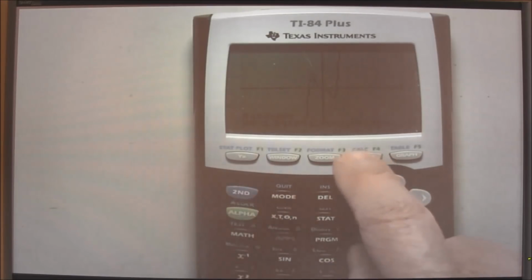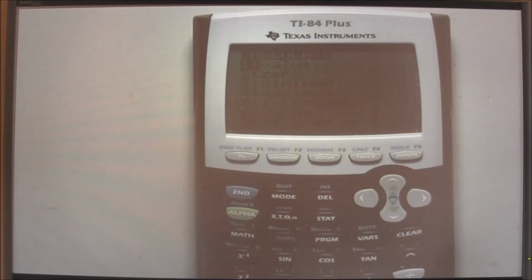And then I'm going to find the minimum. So I do second trace, choice 3. And I'm to the left, and now I'm going to get over here to the right where it's increasing. And then I'm going to hit enter again. And I get that the relative minimum occurs at this point, 1.342, negative 2.898.